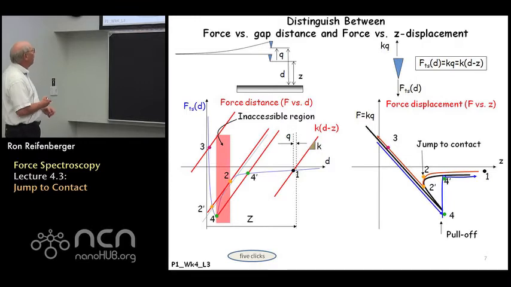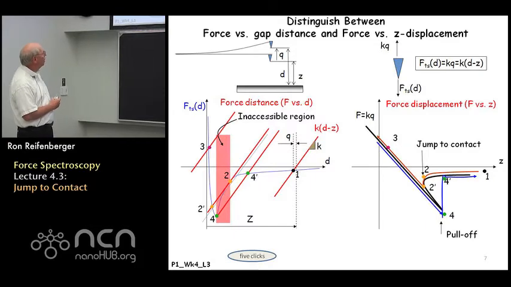Now in this entire process, there's actually a region of the F versus D curve which is completely inaccessible. The reason it's inaccessible is because the tip is jumping to the substrate, and it rapidly goes through a whole range of D values which you can't access. And then in the reverse part of the curve, there's also the same phenomenon, right? You can't access all the data points as the tip snaps away from the substrate.